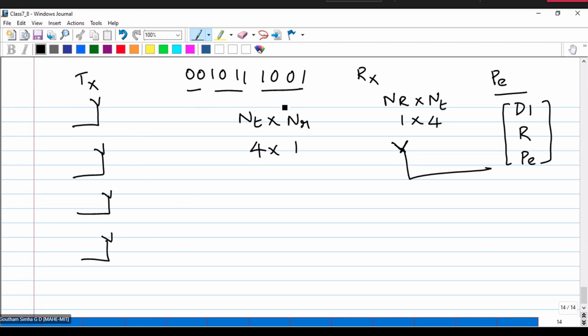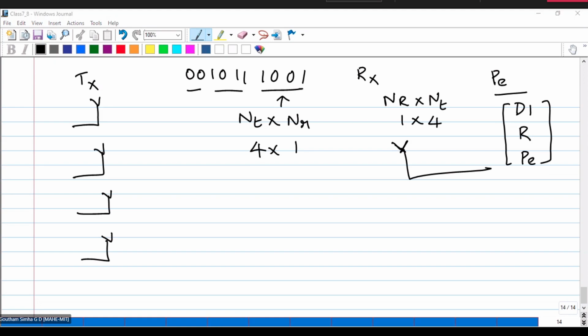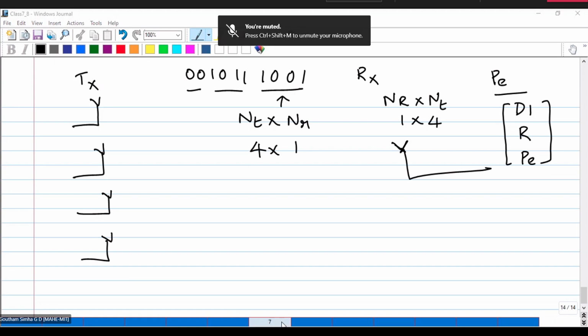Now let's say I need to send these 4 bits of information. How do you send them? Anyone? It's not so complex. Go ahead, please answer. So we need to divide the transmit power equally between each antenna and then send the same information, that is, the same bit.